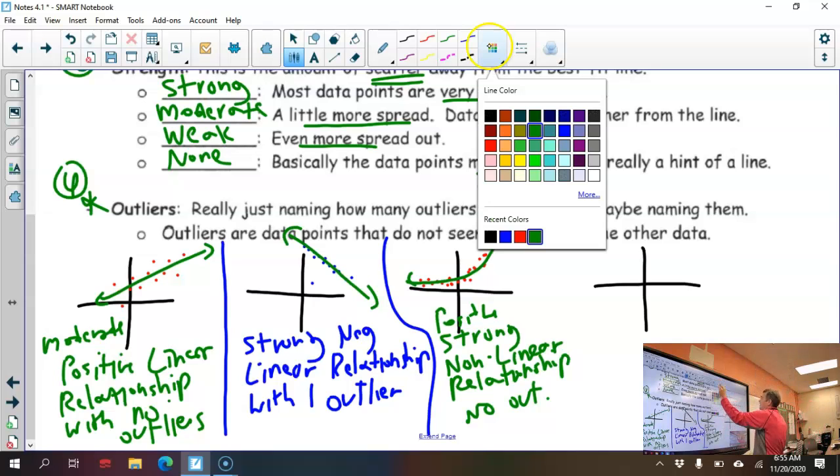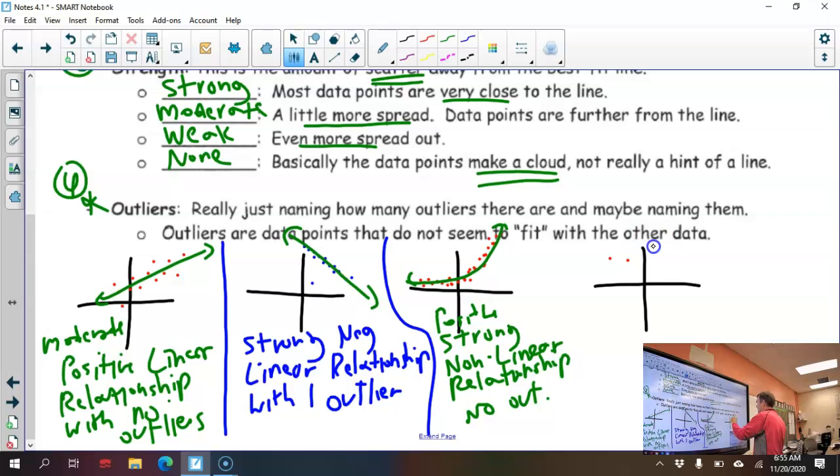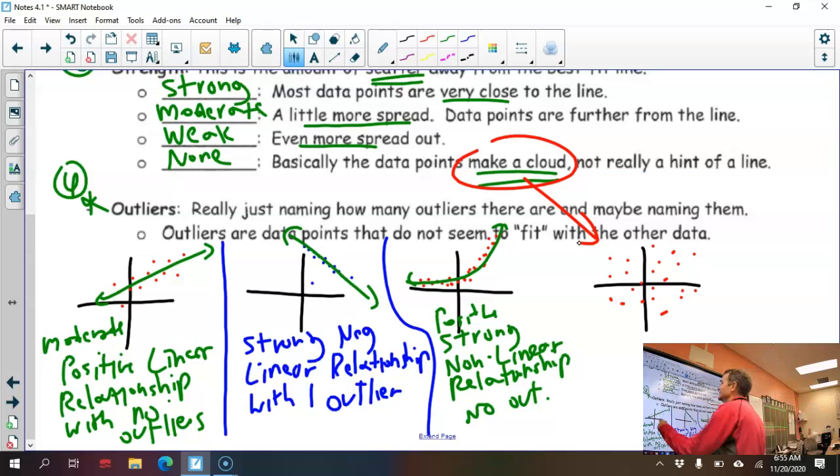And just for the heck of it, I thought I'd show you maybe what a cloud looks like. So maybe if your data is just all over the board, there is no relationship. That would kind of be a cloud here. It seems like the X and the Y have no relationship with each other whatsoever. All right, so that is the first thing. You've learned some new vocabulary.